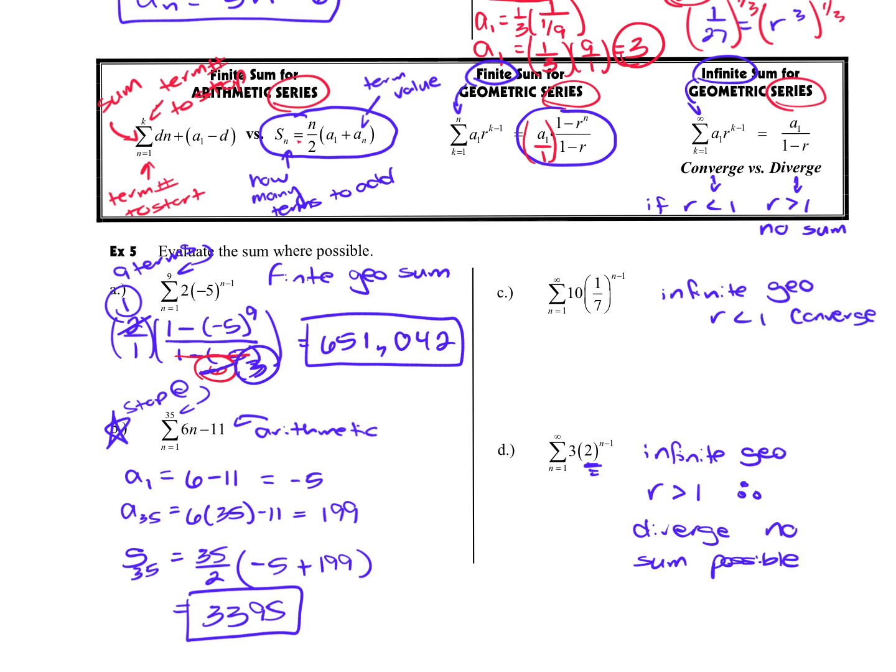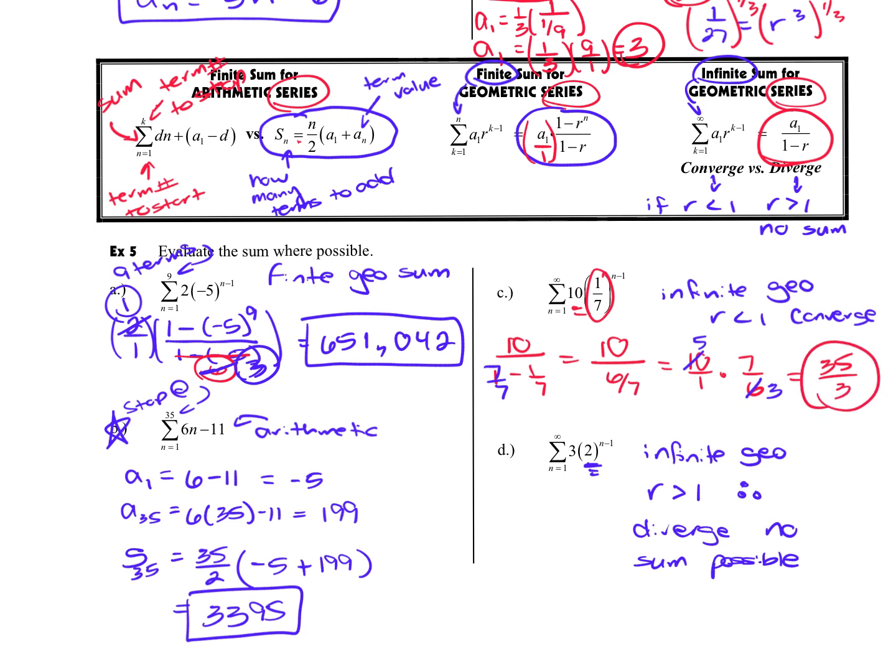This is a really, really fast example, because our formula is incredibly simple when it's going to converge. Our first term is 10. Our ratio is 1/7. So we're going to do 1 minus 1/7. I'm going to get common denominators here. So that's going to give me 10 over 6/7. I don't even need a calculator on this one, because 10 over 1 times 7 over 6, I can reduce this. This is going to give me a 3, this is going to give me a 5, and my sum will be 35 over 3.